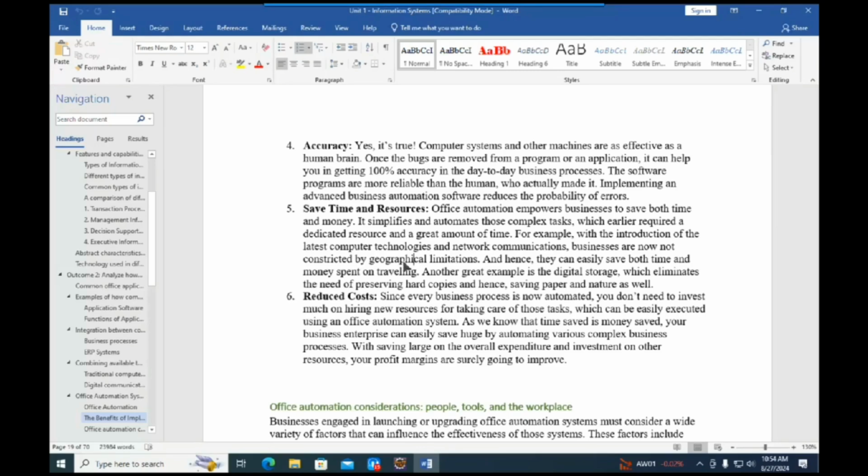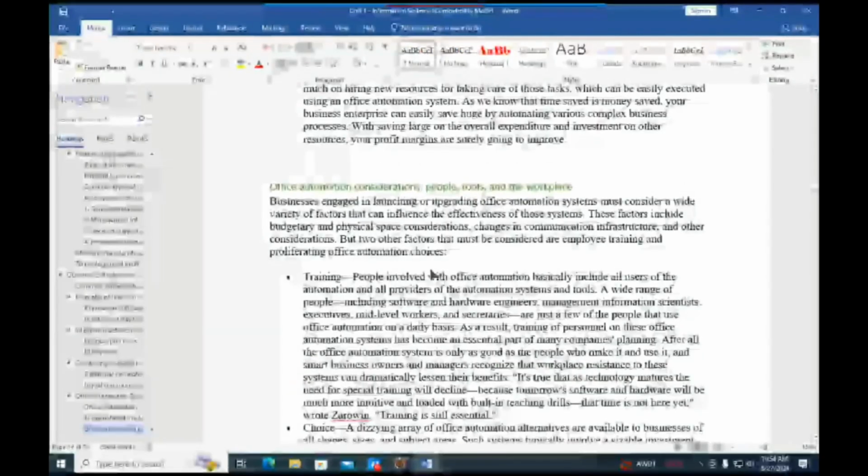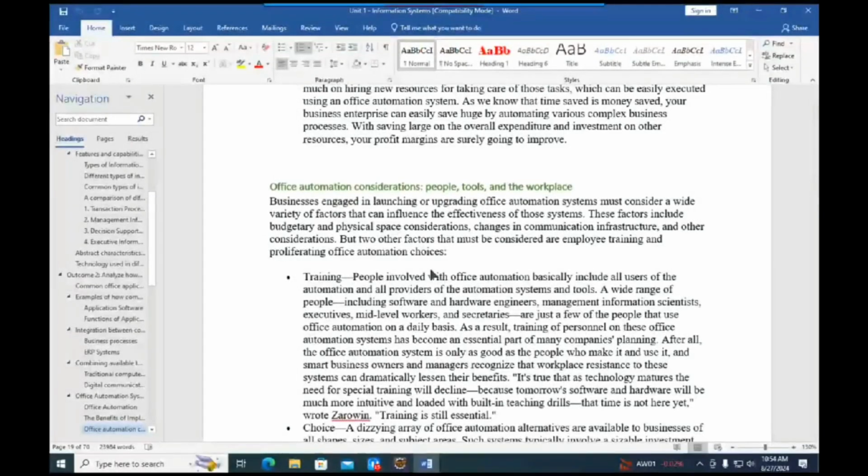That is great. Now, let's look at office automation considerations. In other words, when you look at office automation considerations, you're looking at people, the tools, and the work, and majorly the workplace. There are other factors that must be considered when we are launching or putting up information systems to make sure that they are effective.